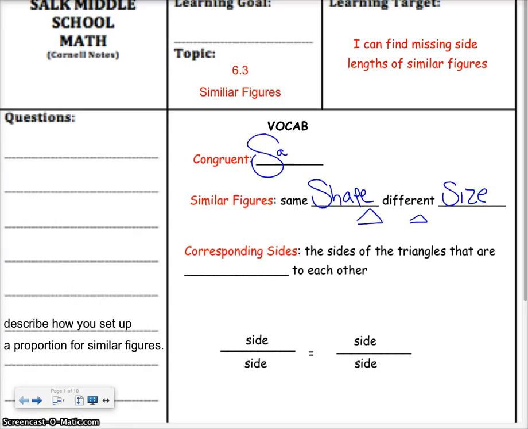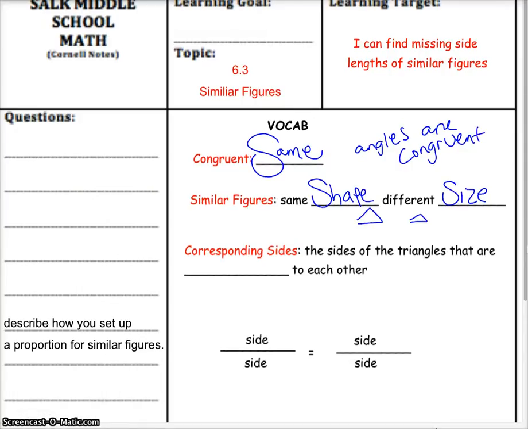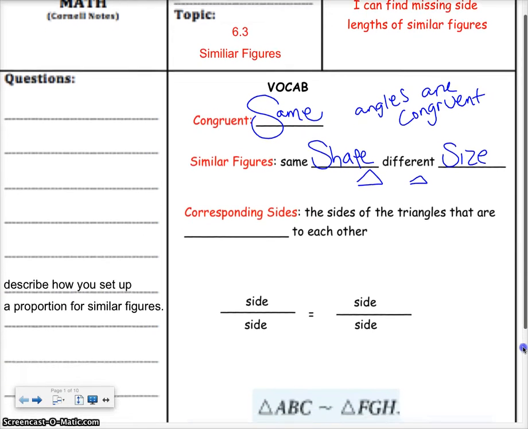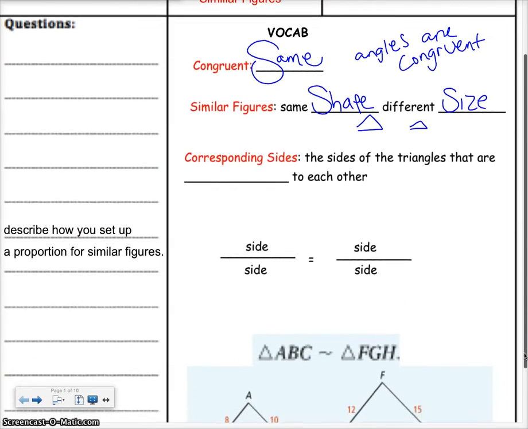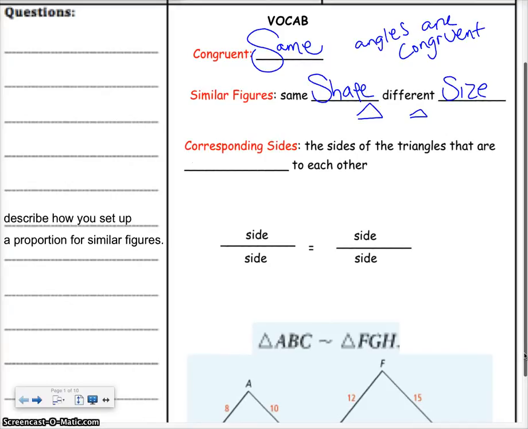Congruent means same. And we're just taking into assumption that you understand that for similar shapes or similar figures, they have congruent angles. So say angles are congruent. I'd like to at least introduce that to you. Corresponding sides, you need to know what that means. Corresponding sides are the sides of the triangle that are related to each other.